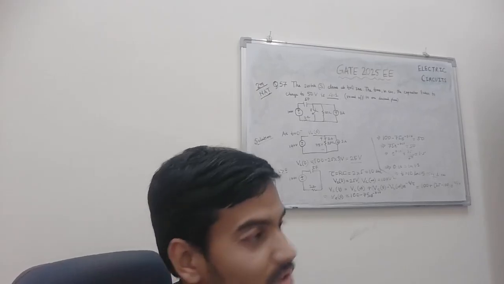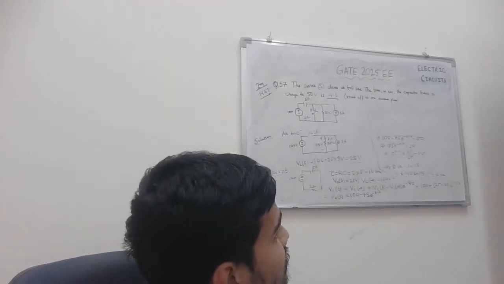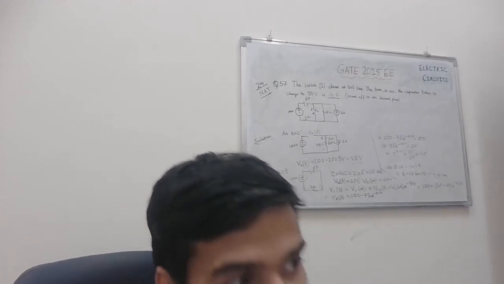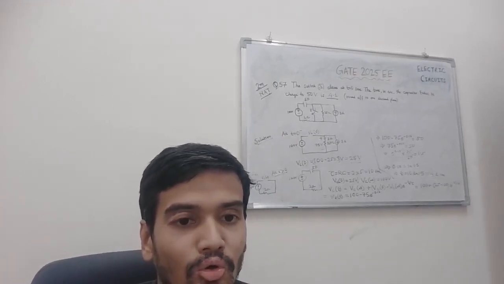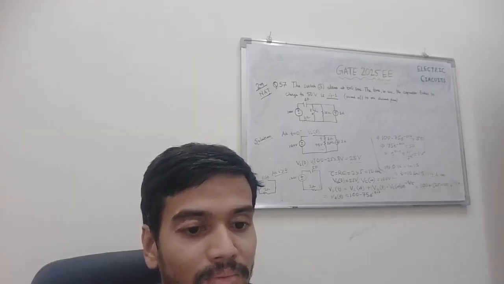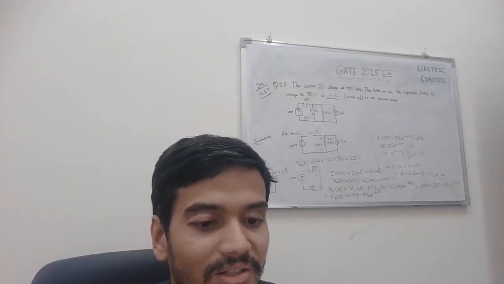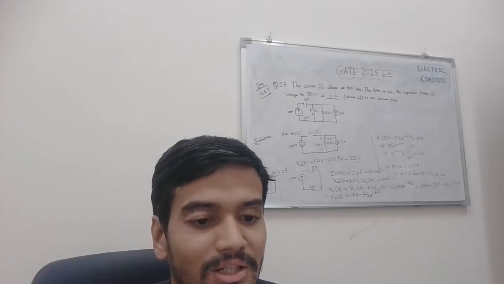I showed the detailed calculation: first finding the initial condition, then the final condition, the time constant, and applying the first order RC circuit equation, to obtain the answer 4.1 seconds. Hope the solution is clear and complete. If students have doubts or queries, please ask in the comments. I would like to answer, and that's all for this question.